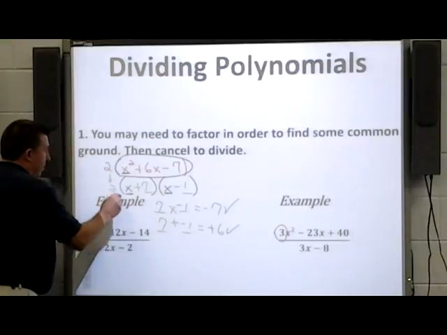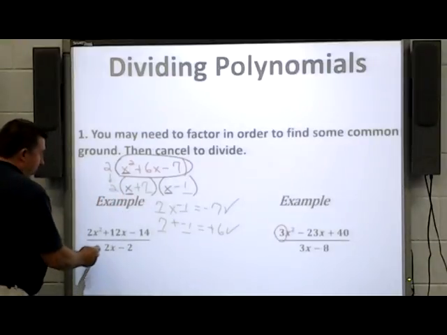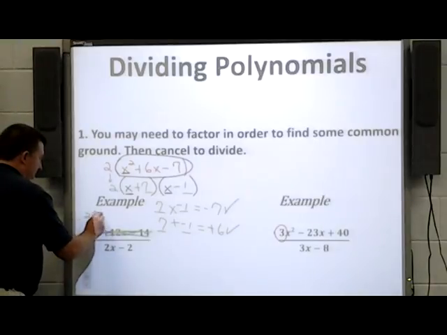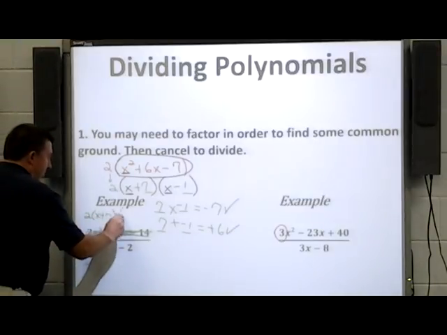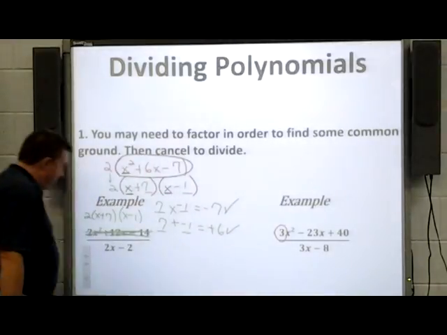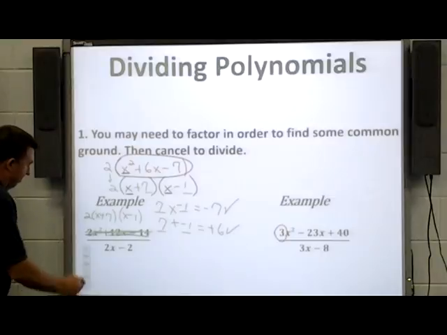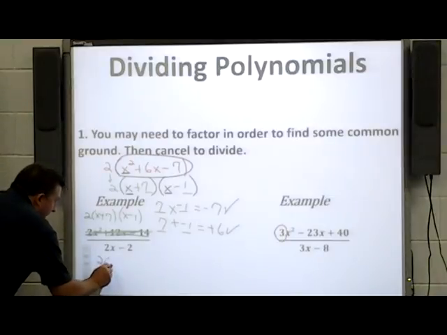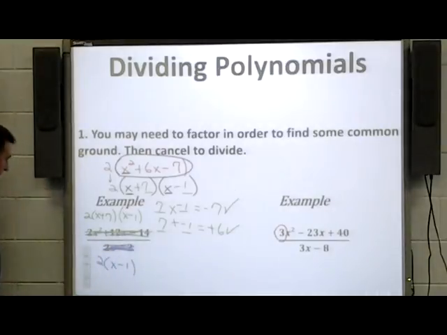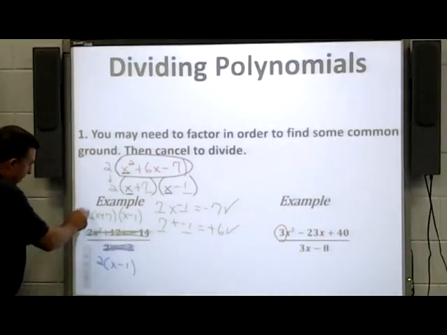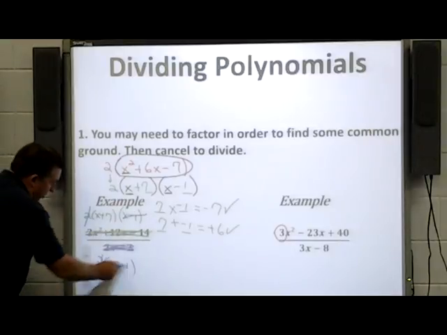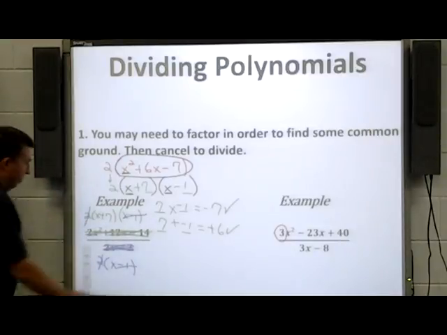I'll bring my 2 down. So the entire top part now becomes 2 times x plus 7 times x minus 1. Now the bottom part by itself, they both have a 2 in them. If I factor 2 out of that, I'm going to have x minus 1 left. And if you'll notice, I can cancel out the 2's, top and bottom. I can cancel out the x minus 1's. It gives me a final answer of x plus 7.